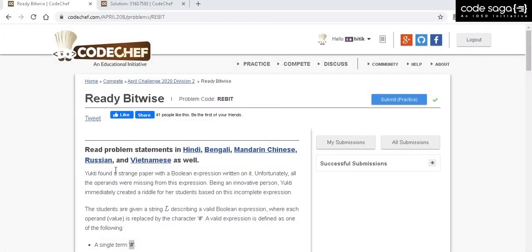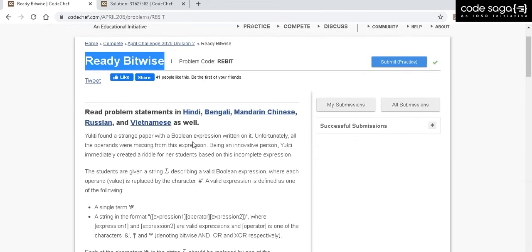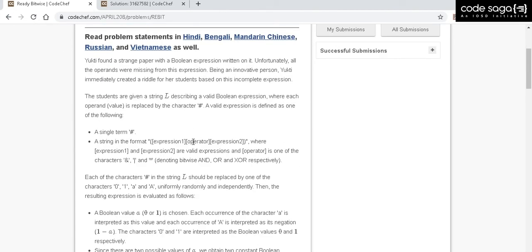So the next question is Ready Bitwise. Now it's a little difficult to explain this question, so I would recommend that you go through the problem statement once before hearing my explanation. That will make it a little bit easier for you to understand.